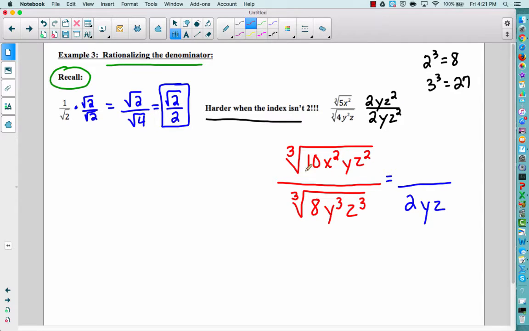The top, I look and see if I can simplify it, and 10 is not a perfect cube and cannot be reduced. X squared y and z squared cannot be reduced, so I would leave that in the top of the fraction.